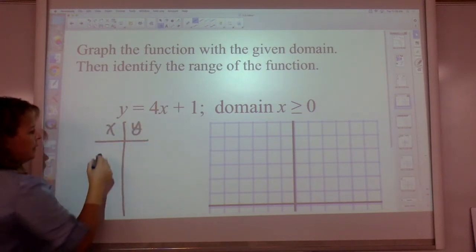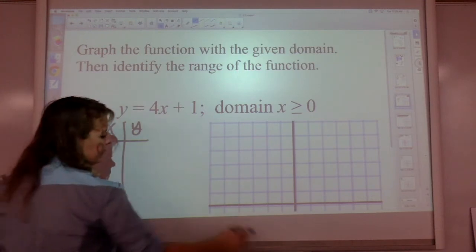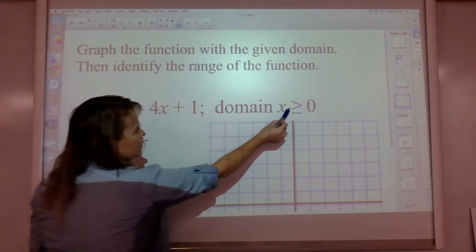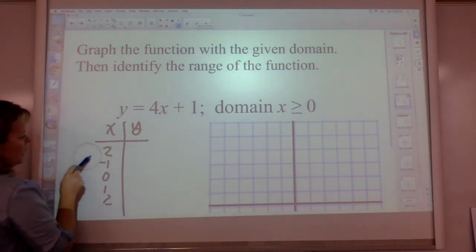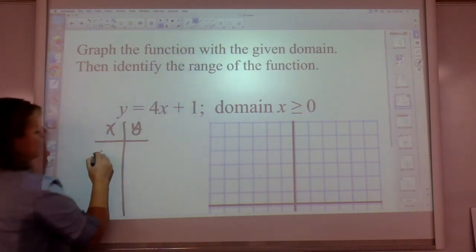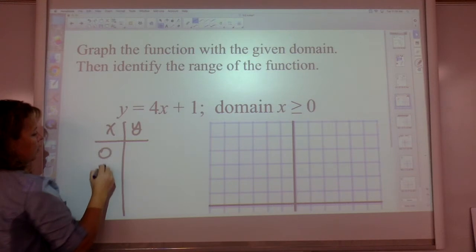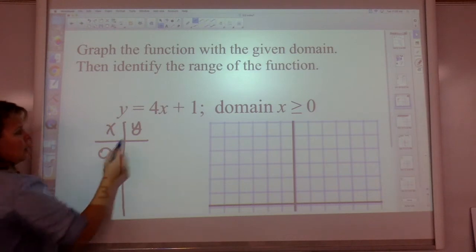And normally, like I said, we do -2, -1, 0, 1, and 2. Not okay. Because it says the domain has to be greater than or equal to 0. We can't use numbers that are smaller than 0. So let's just go with 0, 1, 2, maybe a 3. We'll see if that gets too big. Go ahead and plug it in.